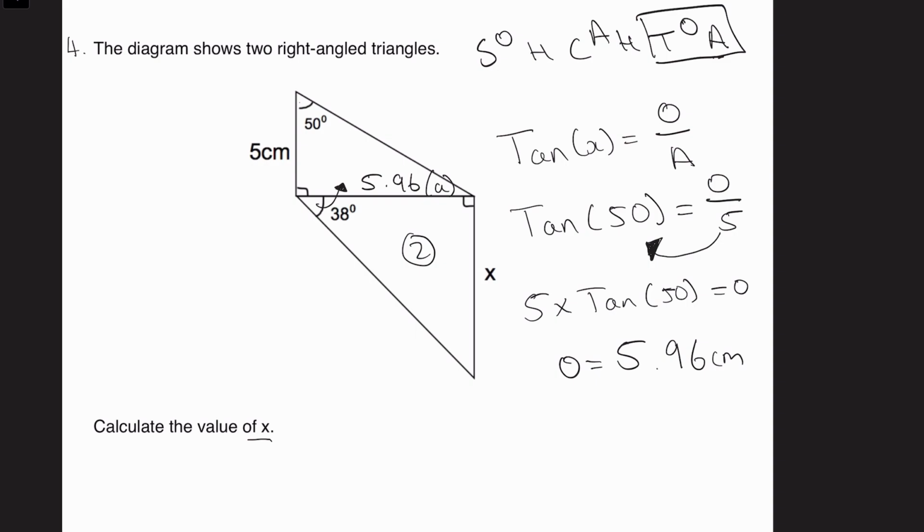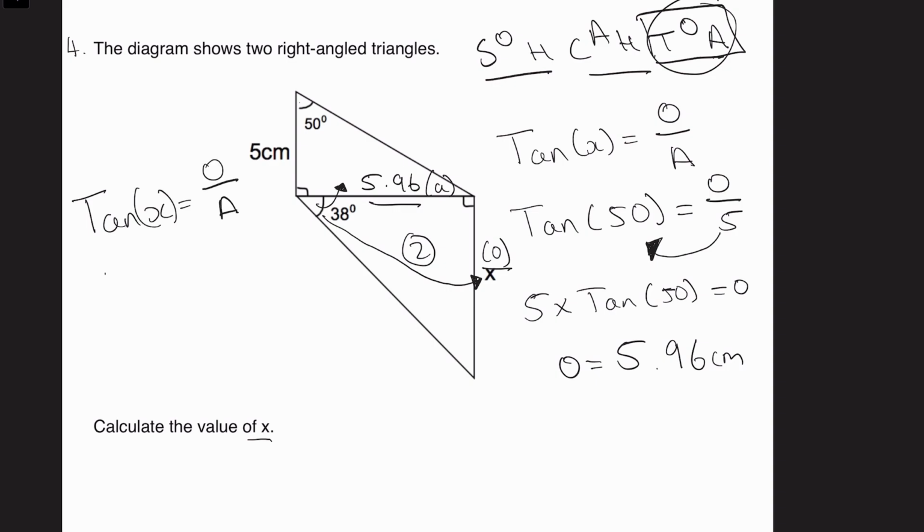And the side here, X, that is the side O in triangle number 2. So we've got A, and they want us to work out O. So once again, we have to use TOA, because that's the only one of the three which has O and A in it. So we write tan X equals O over A, and now we'll just substitute the numbers in again. Tan 38 equals O, but in this case O is X, so I'm going to write X over 5.96, which is the value for A.